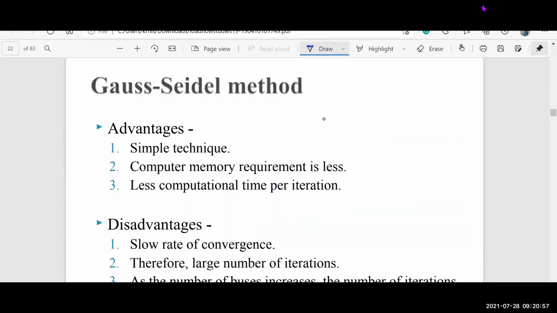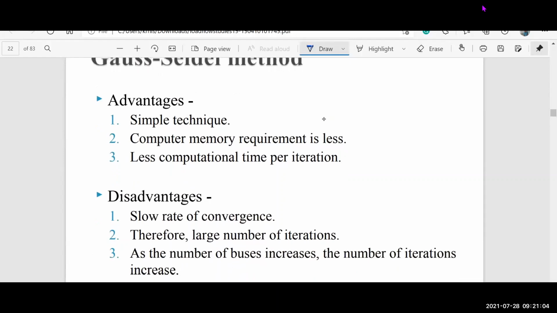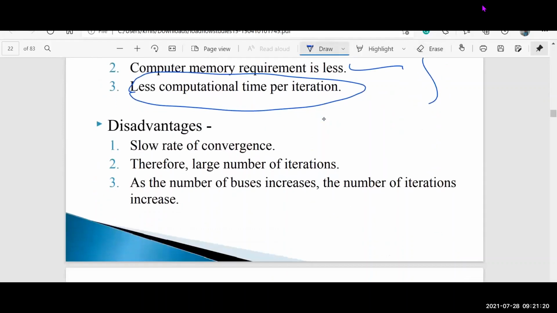So, the Gauss-Seidel method. What are the advantages of this? The advantage is that it is very simple, and only mathematical calculations are there, nothing much. It is a simpler technique. Computer memory requirement is less. Computational time per iteration is less. So these are the Gauss-Seidel benefits.